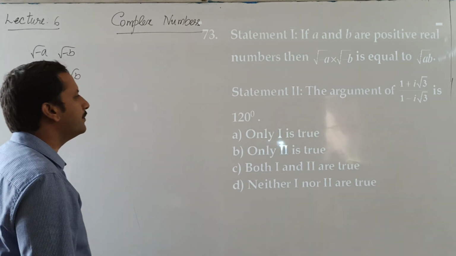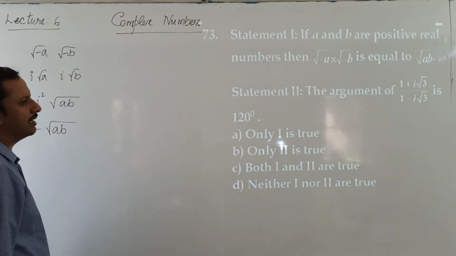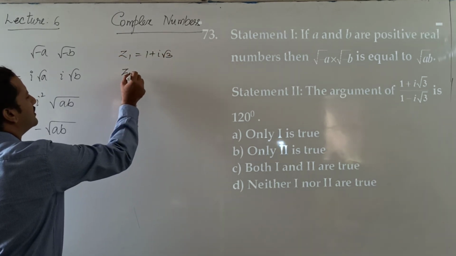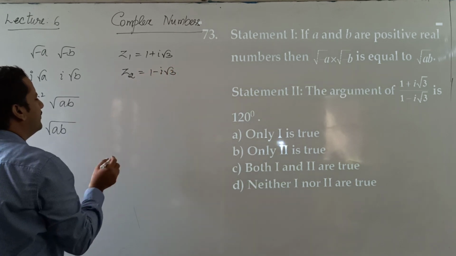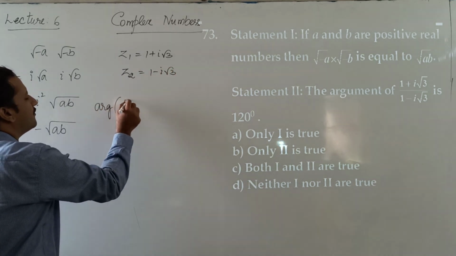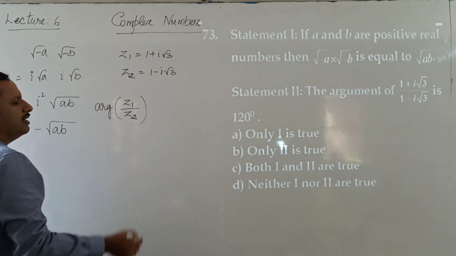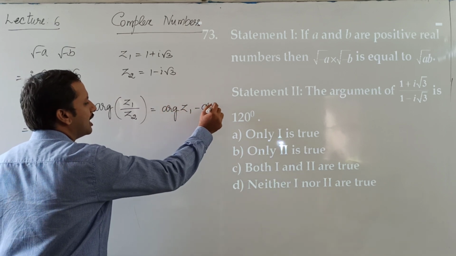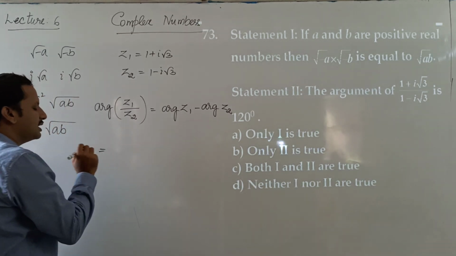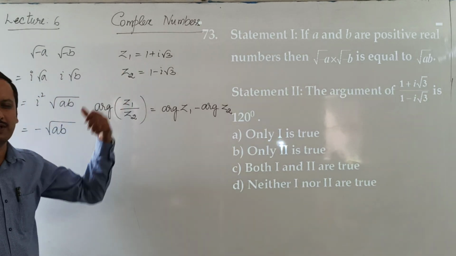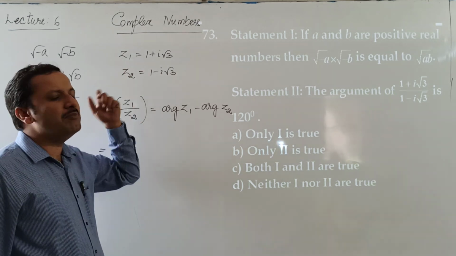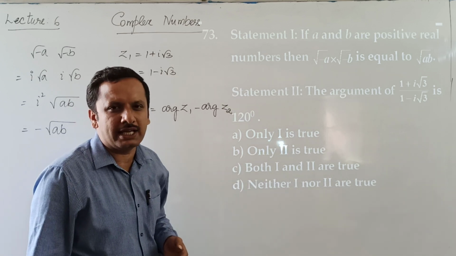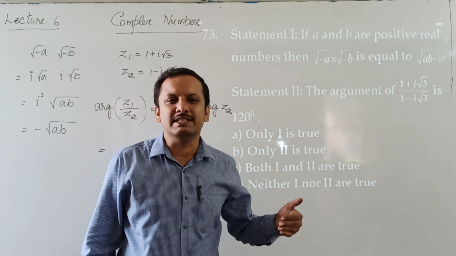Now let us check statement 2. The argument of (1 plus i root 3) by (1 minus i root 3). I take z1 equal to 1 plus i root 3 and z2 equal to 1 minus i root 3. Now we are asked to find the argument of z1 by z2. For this we know one formula: it is equal to argument of z1 minus argument of z2. Argument is also called the amplitude. So I want the amplitude of 1 plus i root 3. Here x is equal to 1, y is equal to root 3. Both are positive, so it lies in the first quadrant.